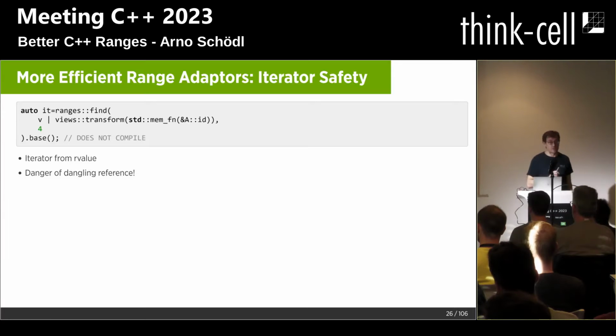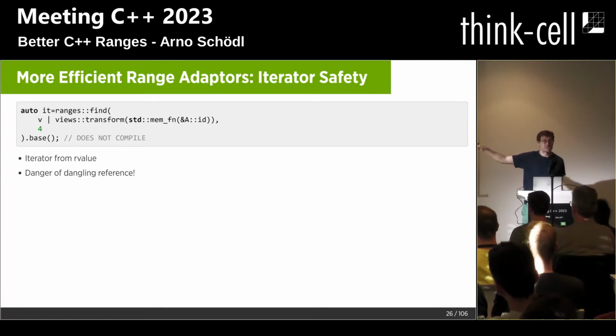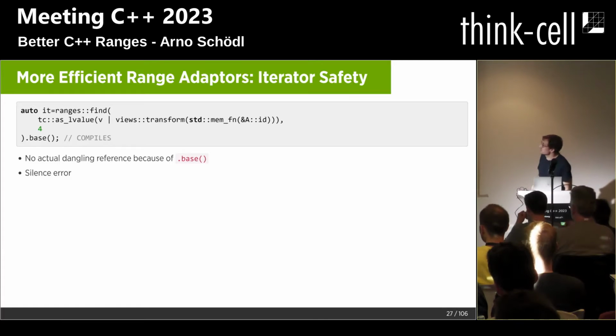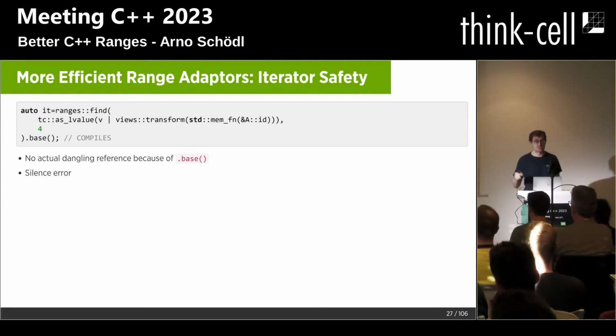In this case, there's nothing to worry about because we call .base on it. It's fine because the iterator returned by .base is pointing to the vector v, which is not a PR value. So this is okay, but it will still not compile because they're afraid. So you have to wrap this thing with a little utility, as L value, that essentially turns the R value into an L value reference, purely a cast to satisfy the compiler and say, I know what I'm doing, all good.